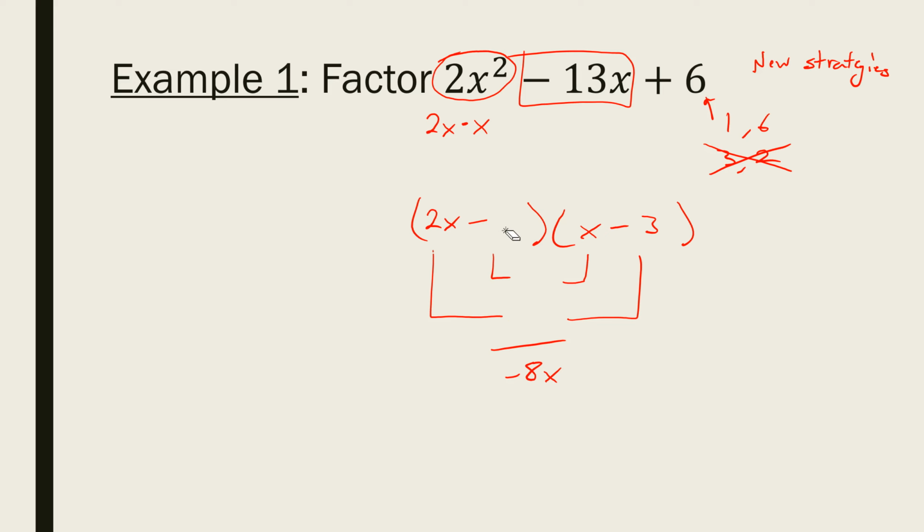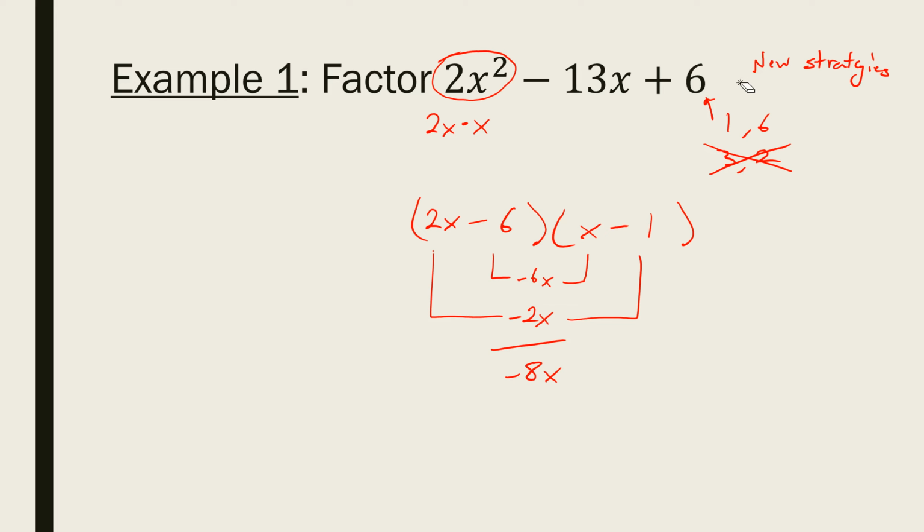So I don't know where they're going to belong. Let's try putting the 6 here, and let's try putting the 1 here. Okay, so negative 6 times x, the inner, negative 6x. 2x times negative 1, the outer, negative 2x. Coincidentally, this also happens to add up to negative 8x, but I'm still not getting negative 13x.